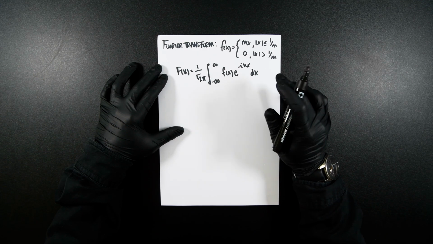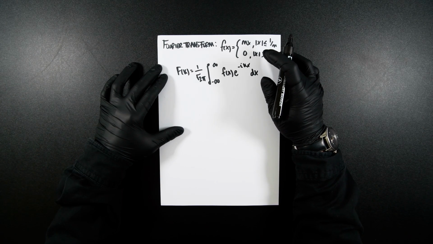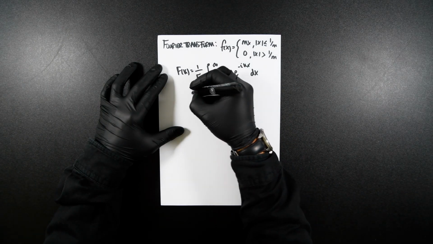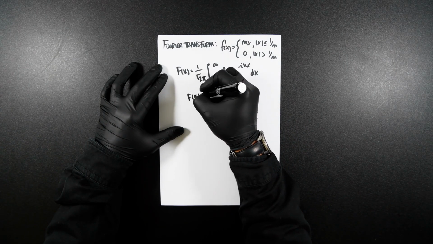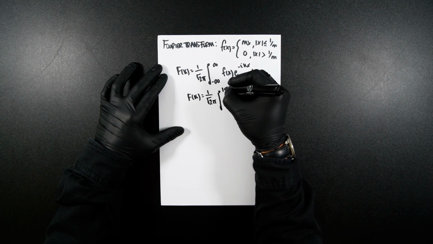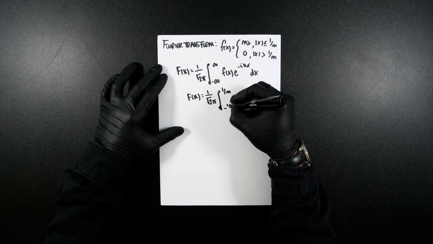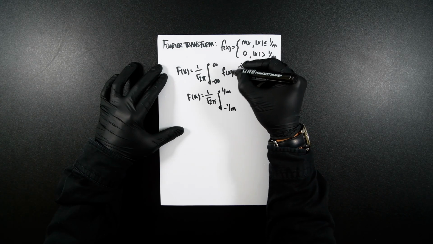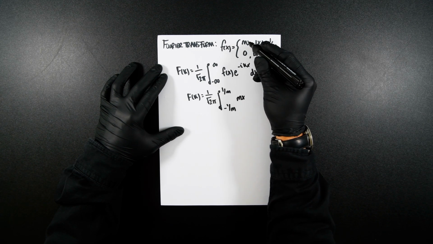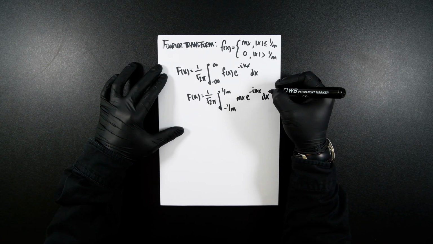Since f(x) equals 0 outside of the modulus of x being less than or equal to 1 over m, we can now change these limits. So the limits would then become f(k) over root 2 pi, and it would be 1 over m and minus 1 over m. We now know that f(x) is mx, so let's plug that in. So that is replaced by that, and then it's e to the minus ikx dx.